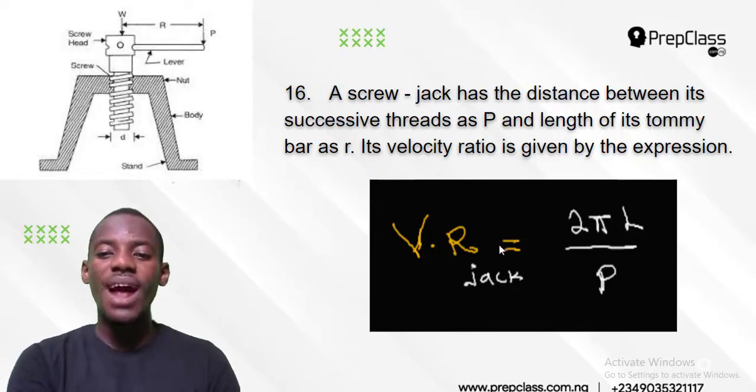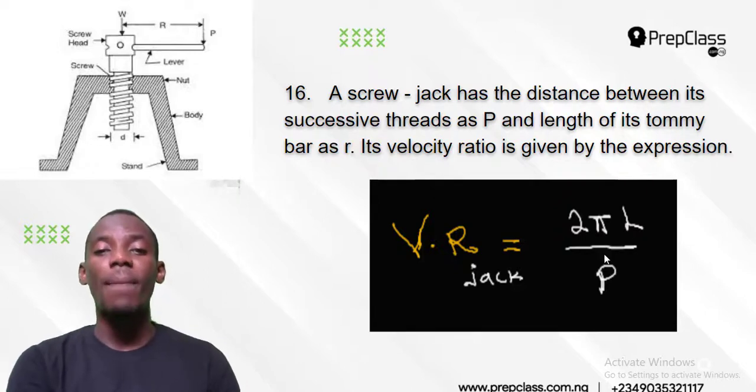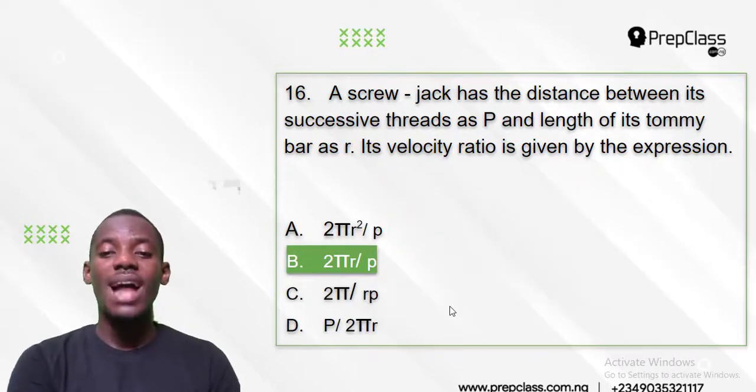So the answer for the VR is just 2 pi L over P, where L is the length of this rod, over the pitch, which is the distance from here to here. That is what they call the distance between its successive threads, and that's P, the pitch. So the answer is 2 pi L over P, and that is the answer for number 16.